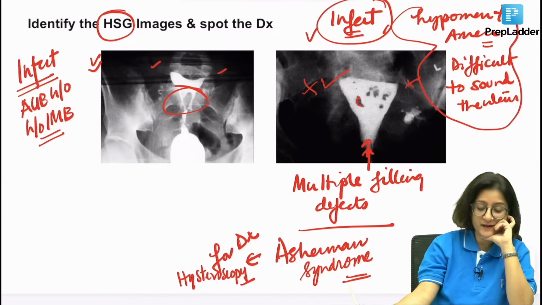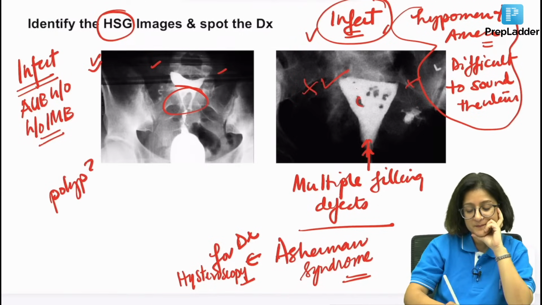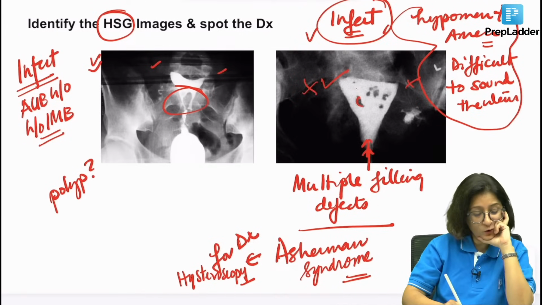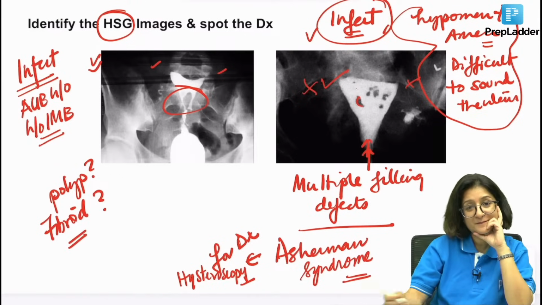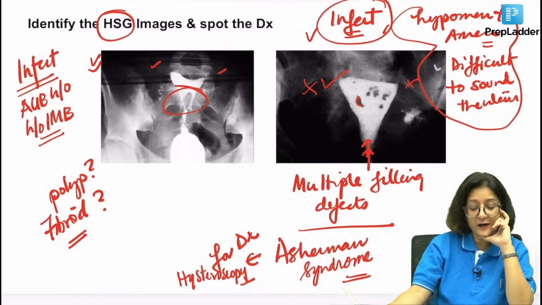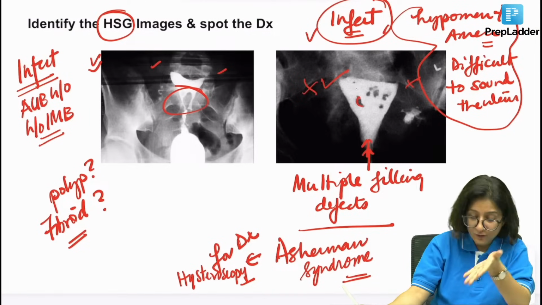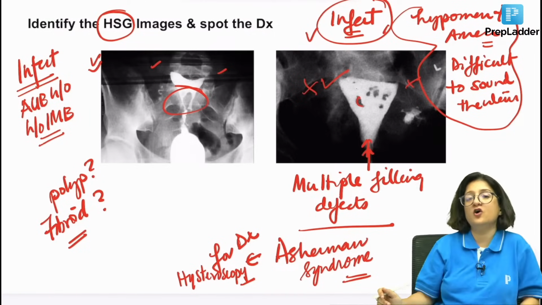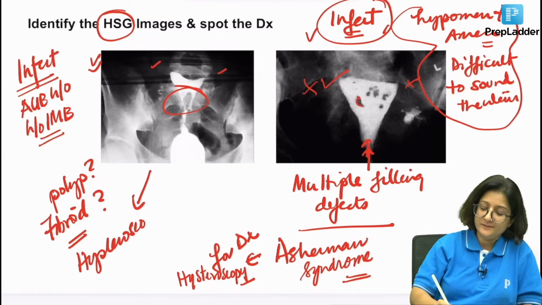What is this filling defect? There is a smooth filling defect. It could be a polyp. Yes. It could be a fibroid also. It could be a fibroid polyp. I can only say that there is some filling defect, that's all. I would like to go for a hysteroscopy to confirm.